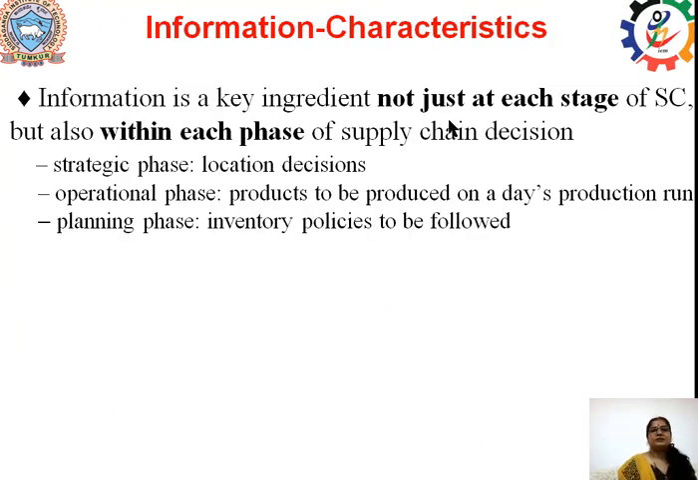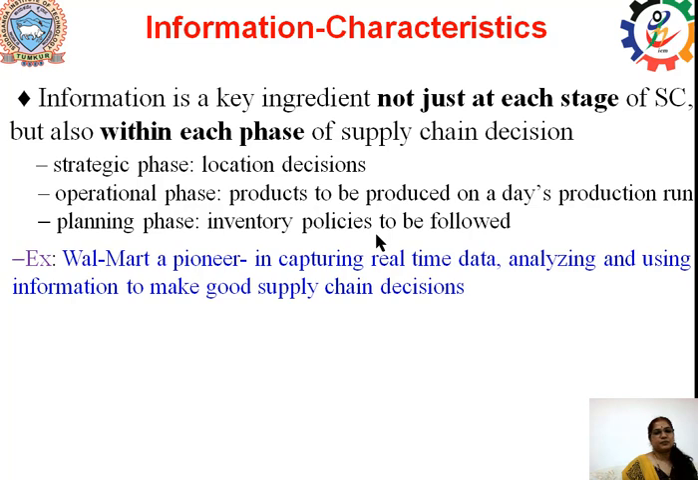Now, the information is needed not just at each stage, but also at each phase. We have already seen that all the decisions taken in a supply chain can be divided into three phases: strategic or design phase, planning phase, operation phase. What are the activities that come under the scope of each of the phases? We have seen that already in the first chapter. So, when we want to take the corresponding decisions, information plays an important role.